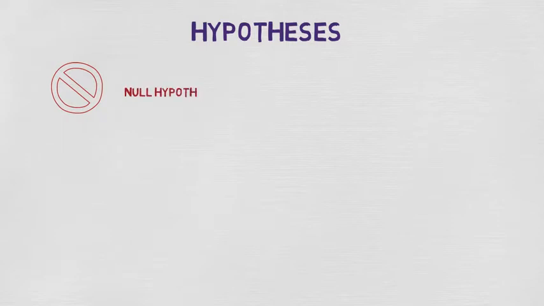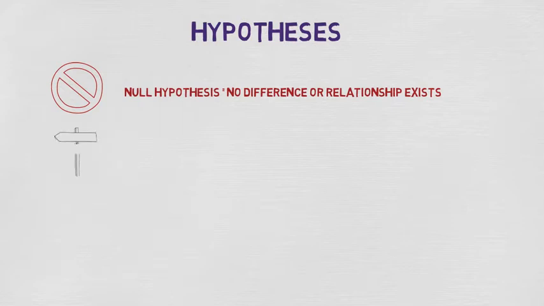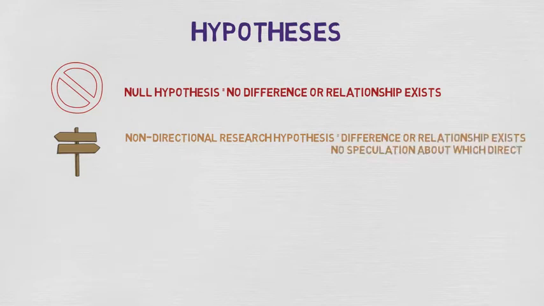The null hypothesis is a statement that no difference or relationship exists. Statisticians prefer the null hypothesis as that's what we're really testing when we test with statistical methods. But how useful is it to study something that you don't think exists? So we turn to something like a non-directional research hypothesis, and this states that a difference or relationship exists, but it doesn't speculate on the direction of the difference or the relationship. So it just says it exists.